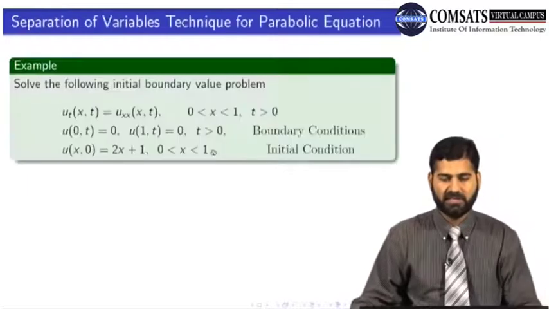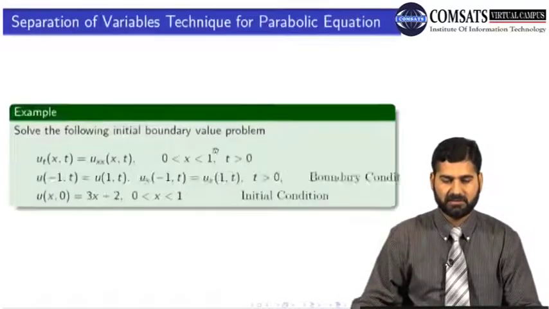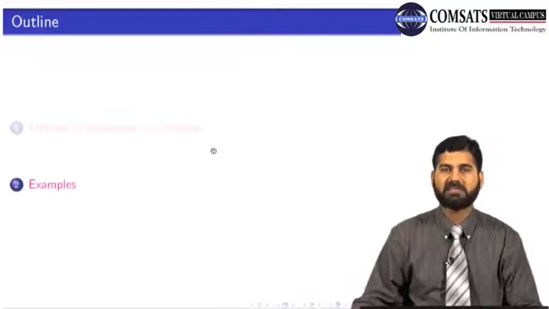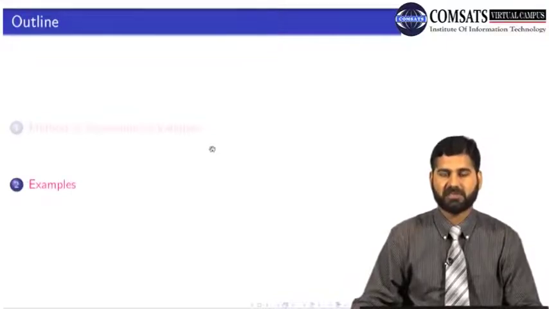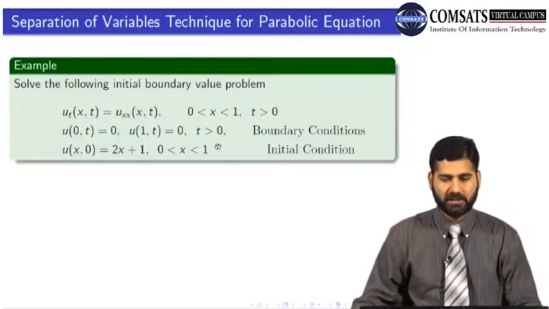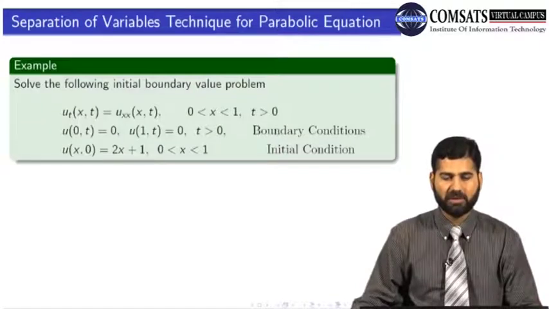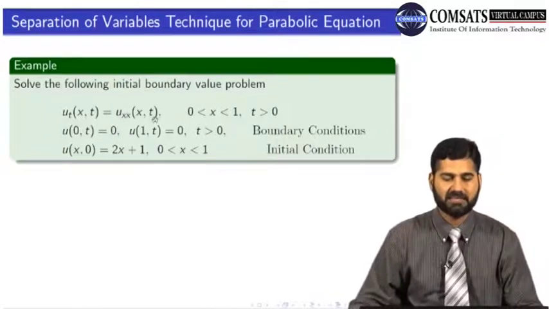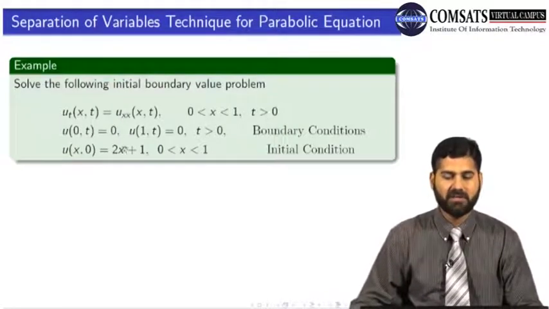Alright, so let's see now some examples of this separation of variables. How can we actually develop the solutions by using the method of separation of variables? So this is a parabolic equation. Solve the following initial boundary value problem: u_t = u_xx, x in (0, 1), t positive. Boundary conditions are 0 and the initial condition is this.